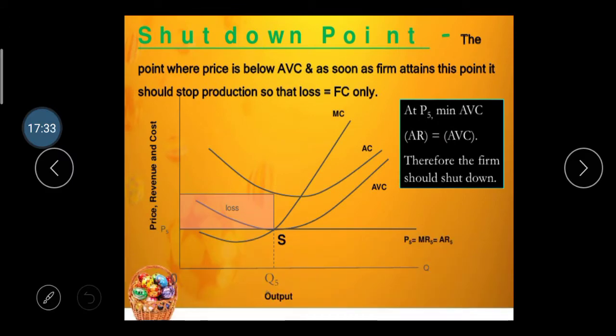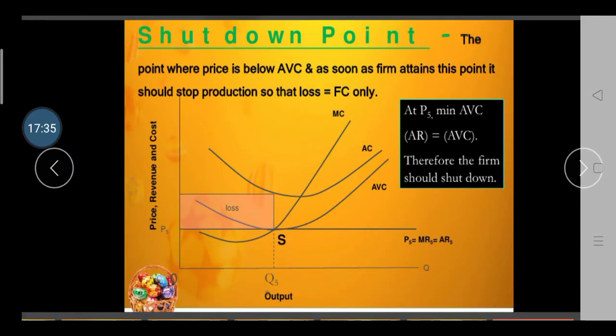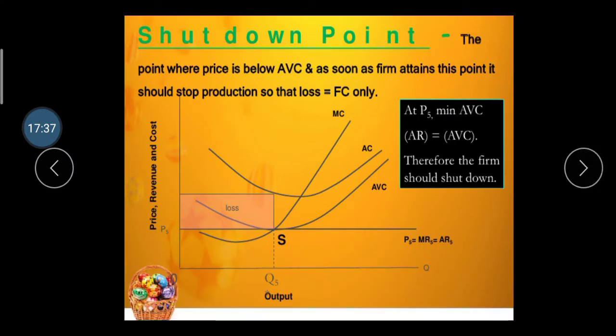Then after, the shutdown point. Okay, what is the meaning of shutdown point? It is where your firm has to face a higher loss, so your CEO and manager have to decide to shut down your business. It is the point where the price is below the average variable cost, and as soon as the firm attains this point it should stop production. That's why the loss is equal to the fixed cost only.